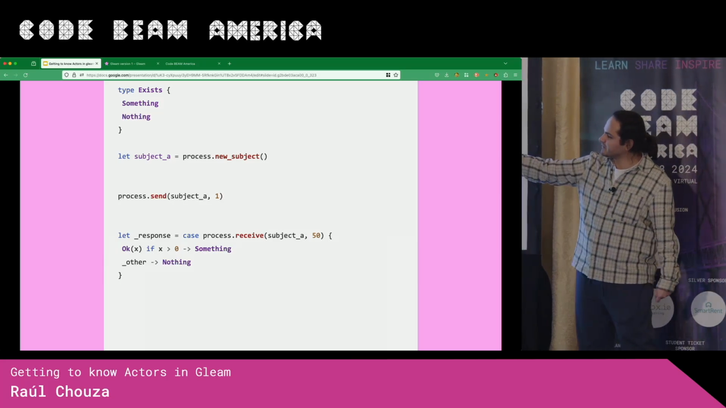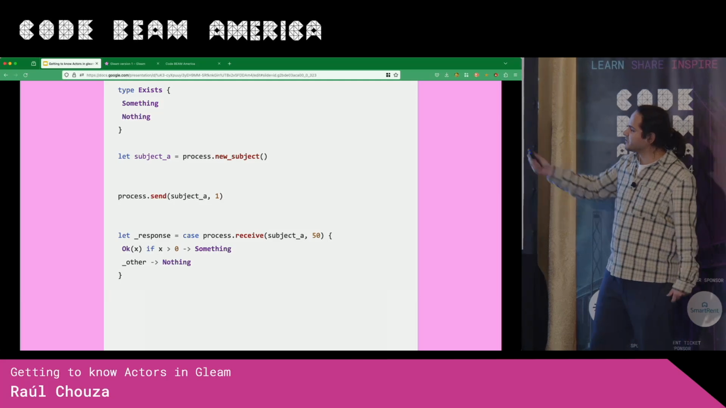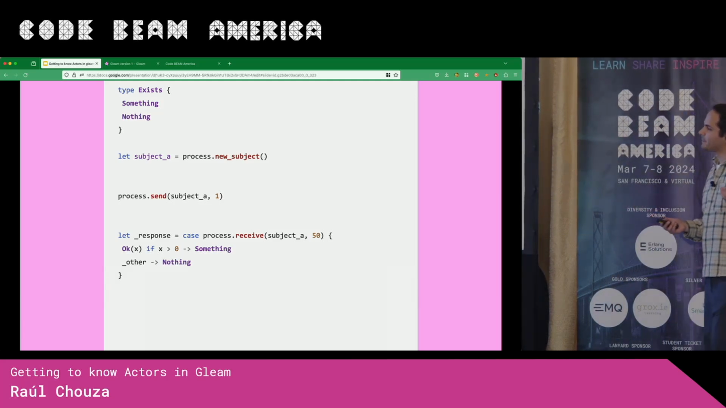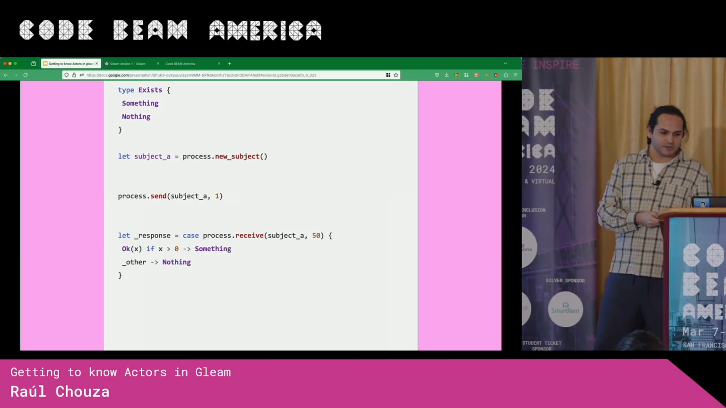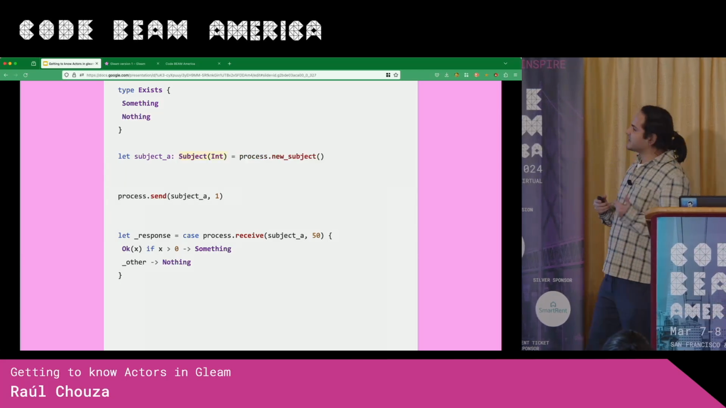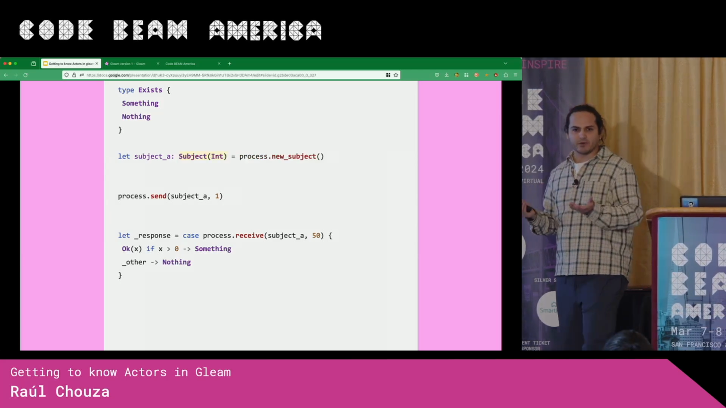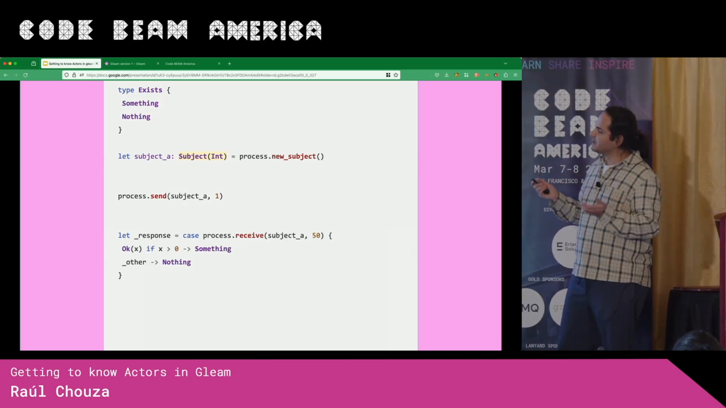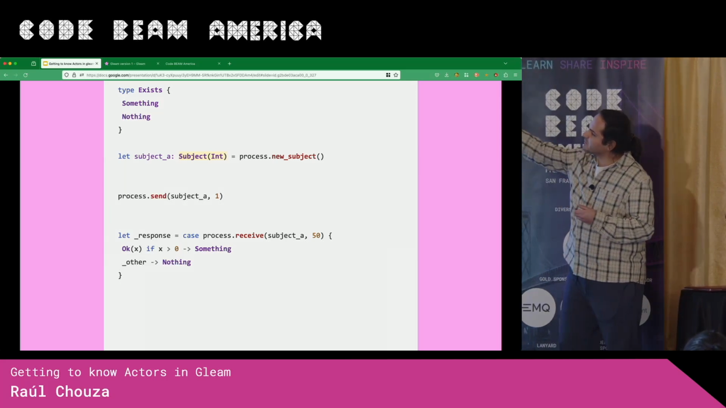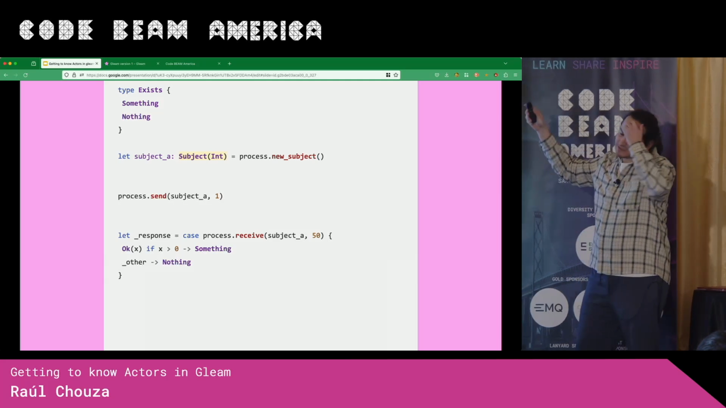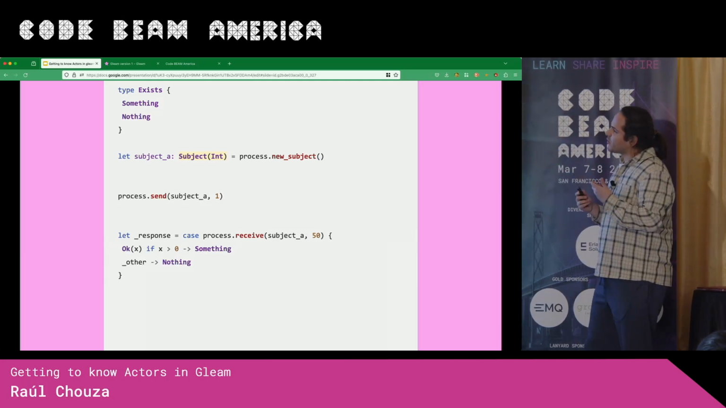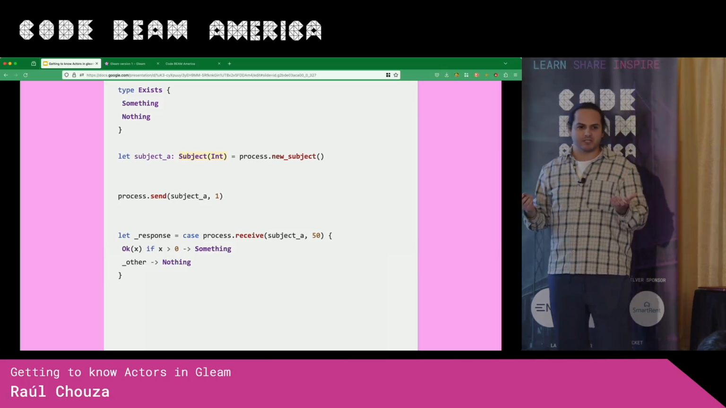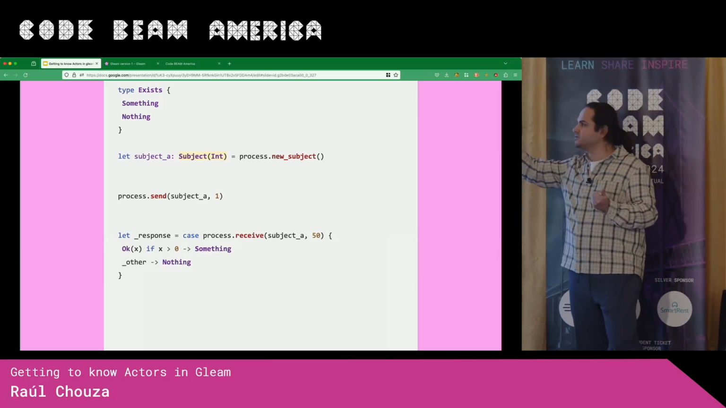So if we receive the number and it's above 0, we just return something. If it's anything else, we return nothing. It's a very simple program. And something very interesting about this type is that the subject is not only a wrapper for a PID, it actually becomes typed. And the way it becomes typed is, for example, here, we can see it's a subject of an integer. So what this type is saying is, okay, what is this subject about? And this subject is about integers.